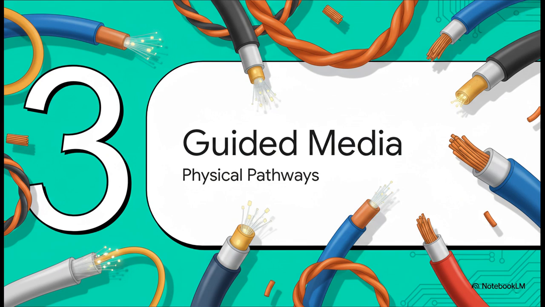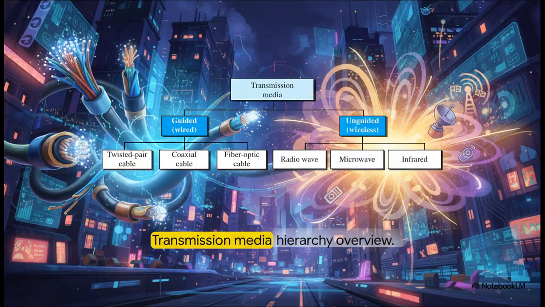Okay, Section 3, guided transmission media, wires, cables, and physical pathways. So let's look at a map of these physical pathways. Transmission media basically forks into two major roads: guided, which means wired cables, and unguided, which refers to wireless airwaves. For this part, we're going to focus purely on the guided, wired side of the family.